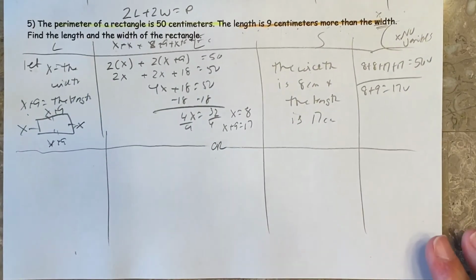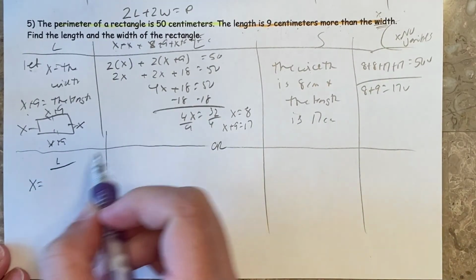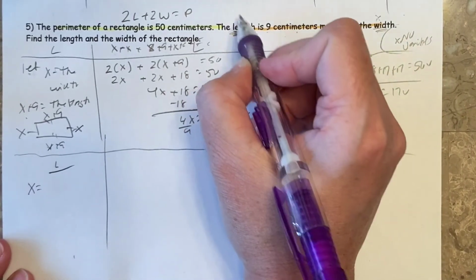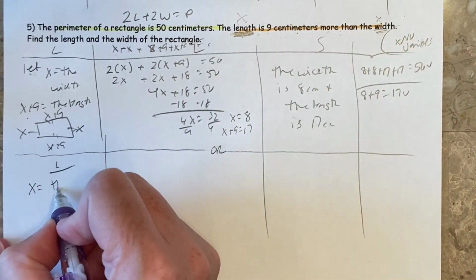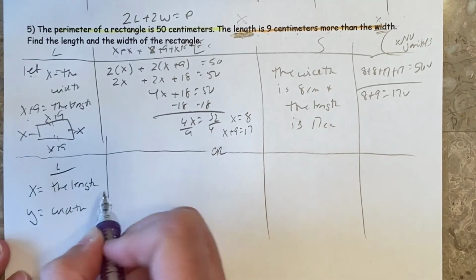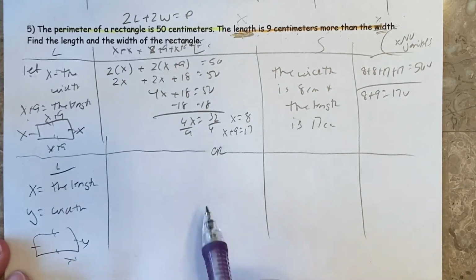All right, so really quick, I'm going to show you how you could have done this with two variables. So we're going to have, this one is a little bit trickier. This comes first in the sentence. That's why this one gets x. So x is the length and y equals the width. So maybe actually some of you would have liked this way better. So y and x. So we need my two equations.